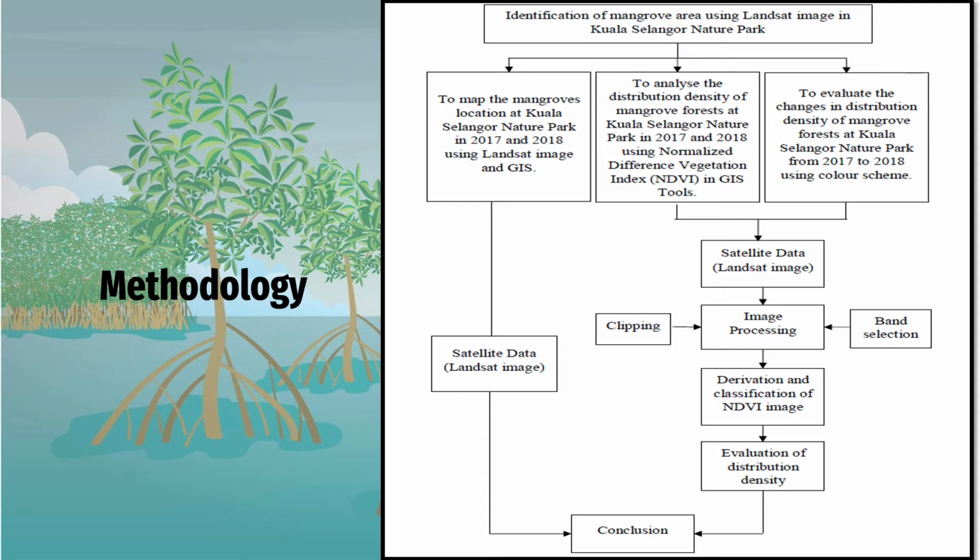Next is the methodology. So the first objective is achieved by mapping the satellite data of Landsat image. We did some processing. And the second and third objectives are analyzed also by using the same image. We select the band and do some clipping, and then we derive and classify the NDVI image. And last one, we evaluate the distribution density of the mangrove.